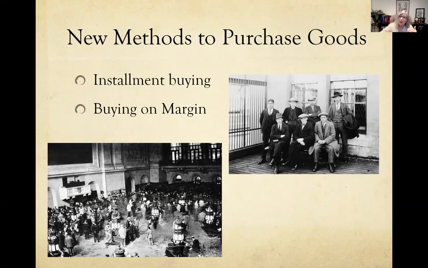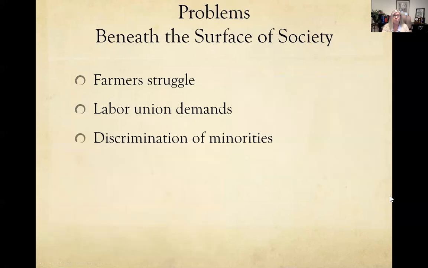But if the stock price goes down instead of up, then you're in trouble. Okay, so buying on the margin is risky, but for the most part in the 1920s, people were having success with buying on the margin. So stay tuned. We're going to talk about this in class, where it's basically buying stock on credit.